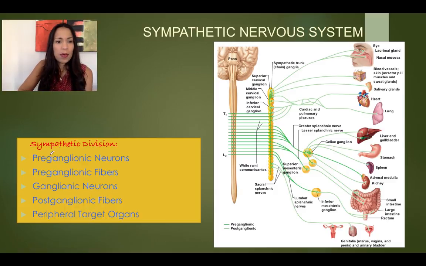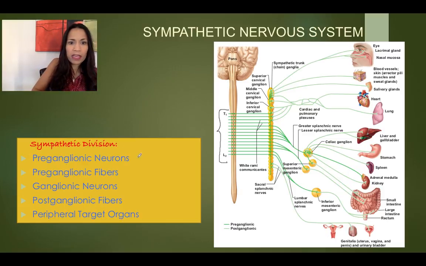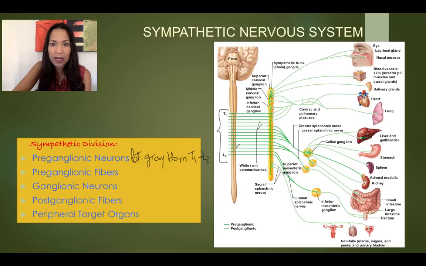So, in this sympathetic division of the autonomic nervous system, the preganglionic neurons are located on the lateral gray horn in the spinal cord segments from T1 to L2. So preganglionic neurons are located on the lateral gray horn from T1 to L2. Okay, here's where we're going to find the bodies of those neurons, or the soma.